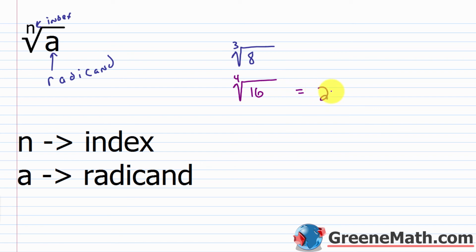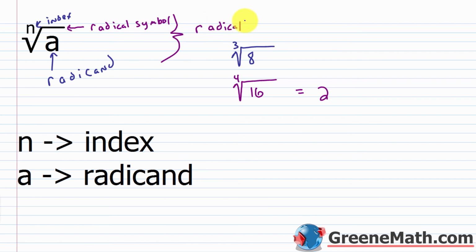You could also have negative 2, right? But it would be a different notation. But 2 times 2 is 4, times 2 again is 8, times 2 one more time is 16. And again, you could also say the fourth root of 16 would be negative 2. But again, there's that different notation for that. Now, this symbol here is known as just a radical symbol. And then the whole thing is known as a radical.